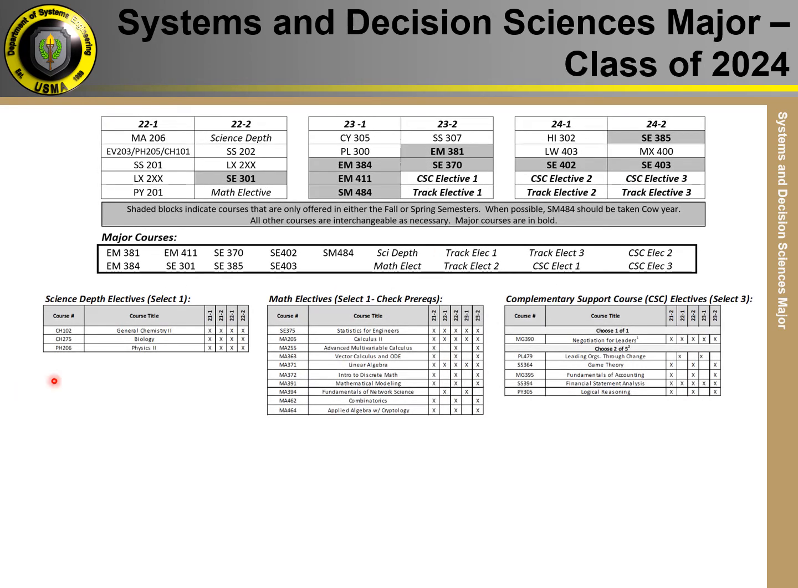As I covered earlier, your science depth is either going to be Chem 2, Physics 2, or Biology. And for your math elective, you have a choice of any of the courses listed here. In general, we see cadets take either Calc 2 or Statistics for Engineers. As we just talked, starting second semester your cow year, you will take 3 of the courses listed here in the CSC electives. You're required to take Negotiation for Leaders and then 2 of the 5 courses listed below.